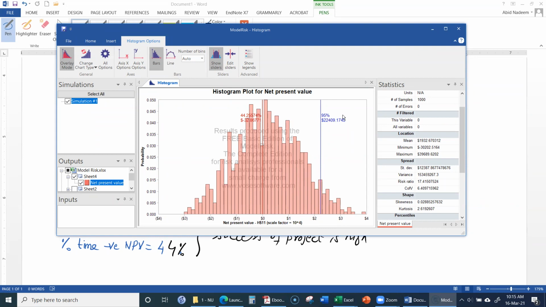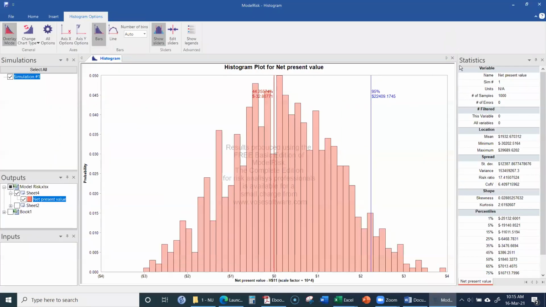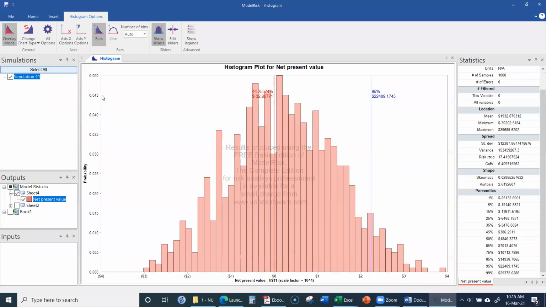So there is one thing in this case. I have produced these results, but since my model risk program has now become a basic version, I can only save a limited set of reports. So if you want to save the results, you have to take a screenshot of these statistics from here, and then you can place it over here. At this point, you can only save this histogram.